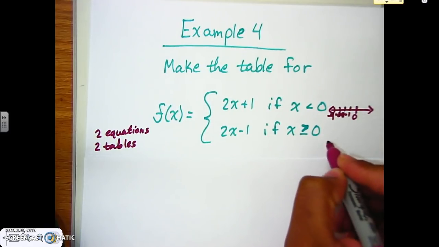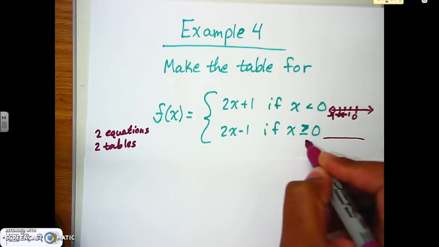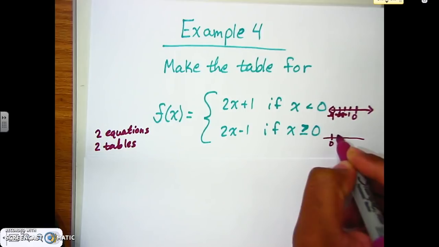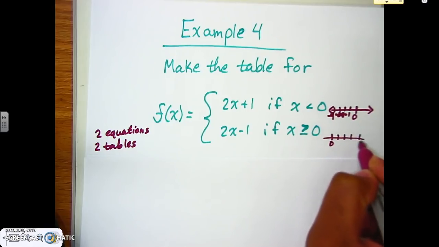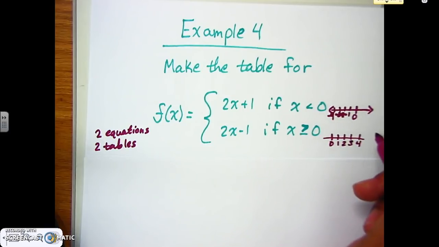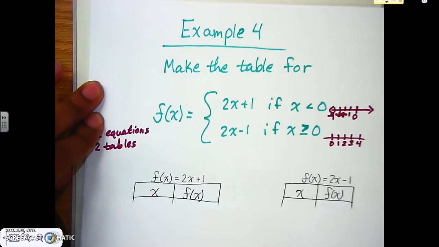And then also for the next one, it says x is greater than or equal to 0. So it means we start with 0 and then we go up. 1, 2, 3, 4. The positive direction. And for some reason, that's the biggest part that people mess up on, is knowing what numbers to put in the table. Okay, so with that, let's go ahead and pull these out.